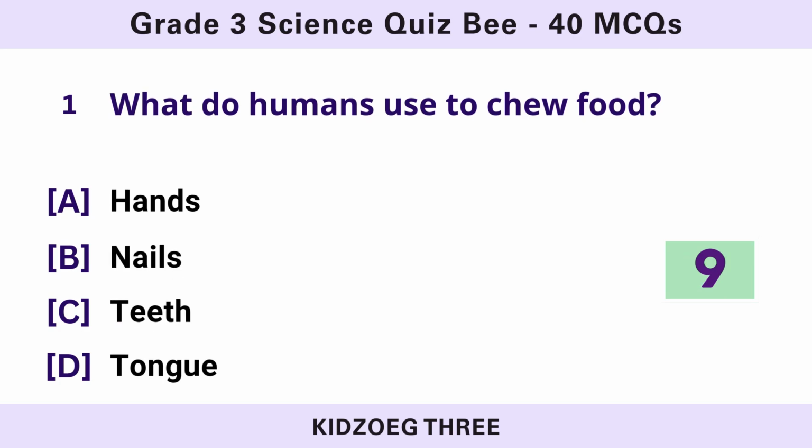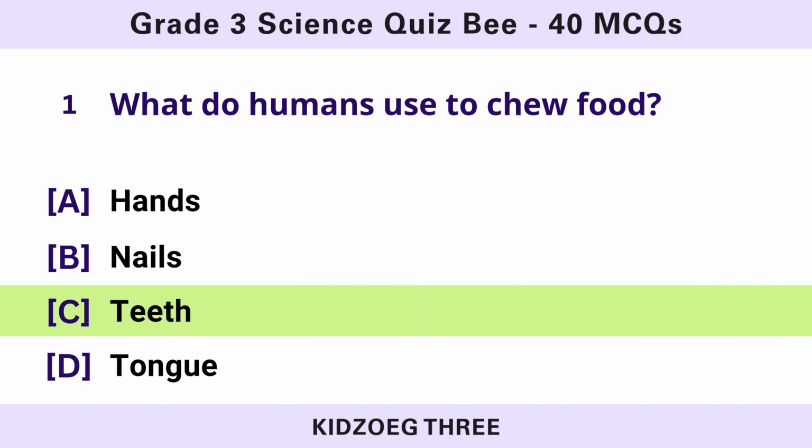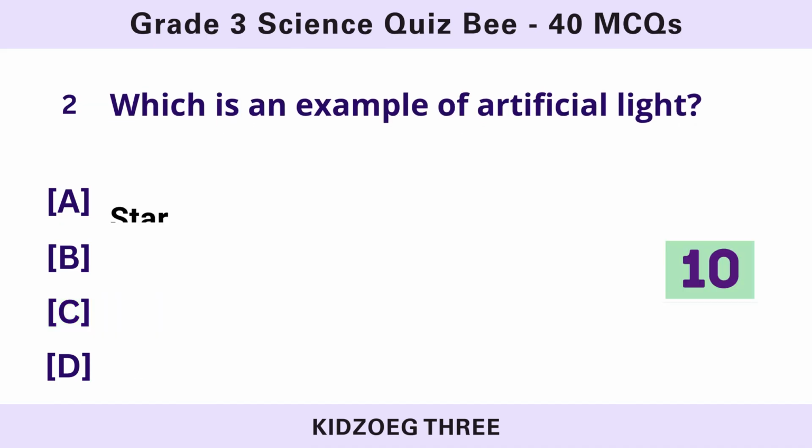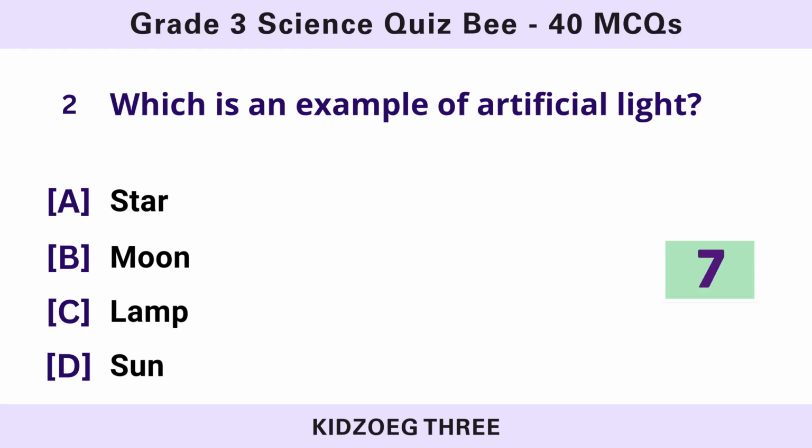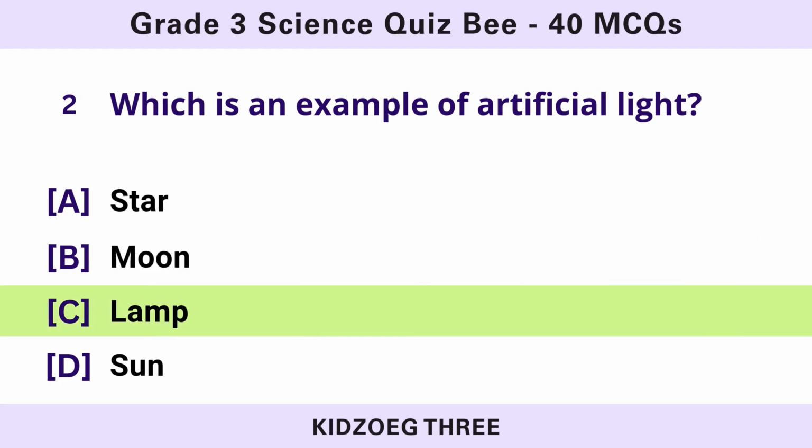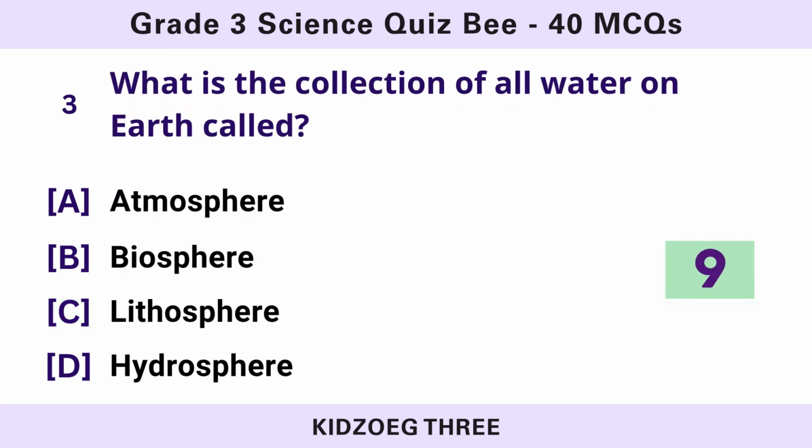What do humans use to chew food? Teeth. Which is an example of artificial light? Lamp. What is the collection of all water on Earth called? Hydrosphere.